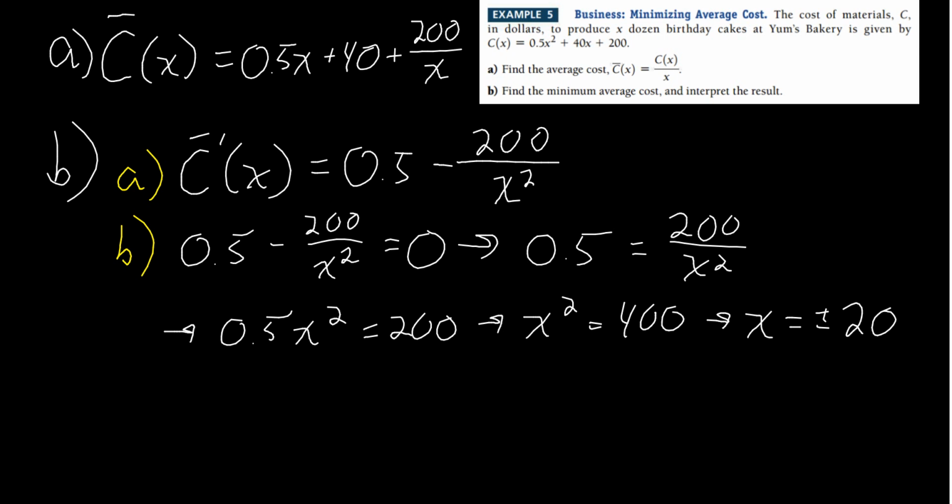Well, we can't use both. We can't use plus 20 or minus 20. So let's go back and just use some common sense here. We have x is equal to plus or minus 20. Well, what was x in our equation? x was dozen birthday cakes. Well, I've never seen a negative dozen birthday cakes, right? Of course, jokes can be made, but we don't technically ever see a negative birthday cake. So we're not going to be taking the negative 20, we're going to be taking the positive 20.